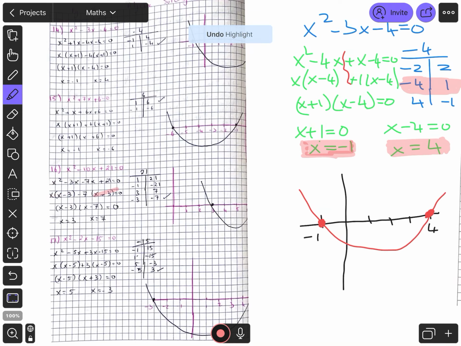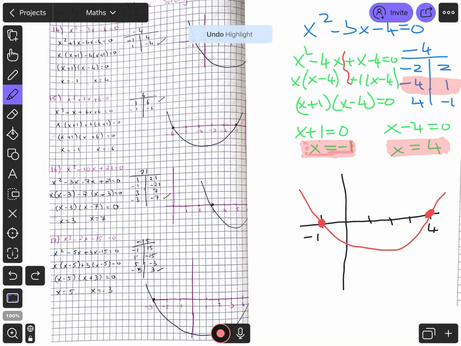I rewrite x minus 3 over this side, and I can see coming from here to here, the sign changed and it divided by 7. So I had to take out a minus because the sign changed, and I had to take out a 7 because it divided by 7. So my line is x minus 3 and x minus 7, which means x equals 3 and x equals 7.